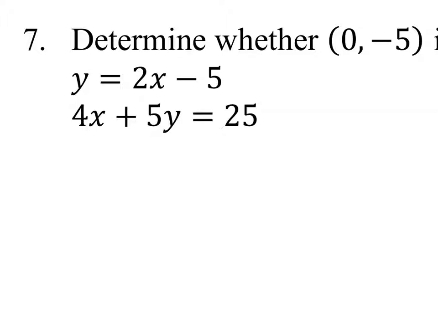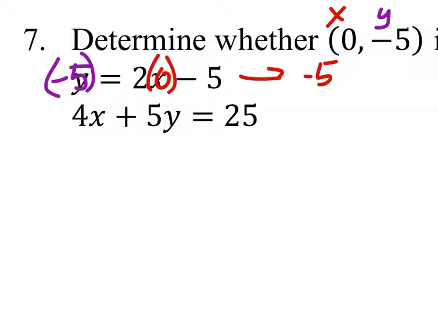So on this one, number 7, we'll do this in different colors. x is going to be red, and the y value, -5, will be purple. So I'm going to replace this y with -5, and I'm going to replace the x with 0. Well, what's 2 times 0 minus 5? That one's -5. This becomes -5 equals, well, 0 minus 5 is -5, so that's true.